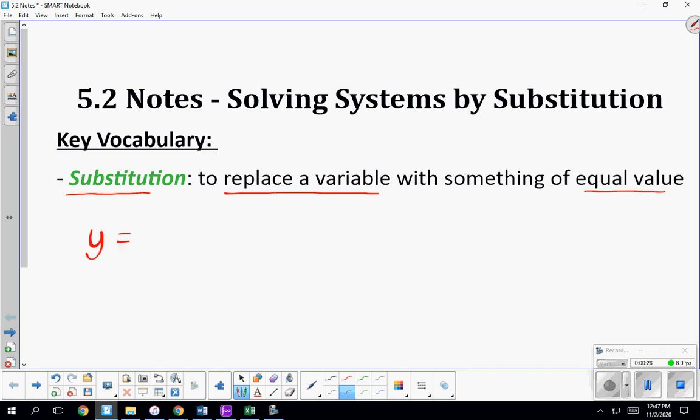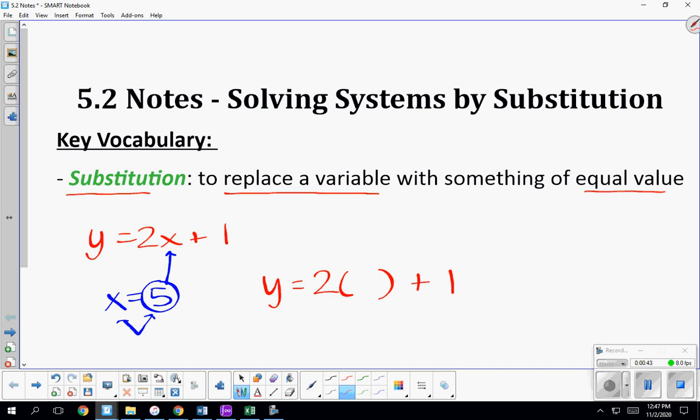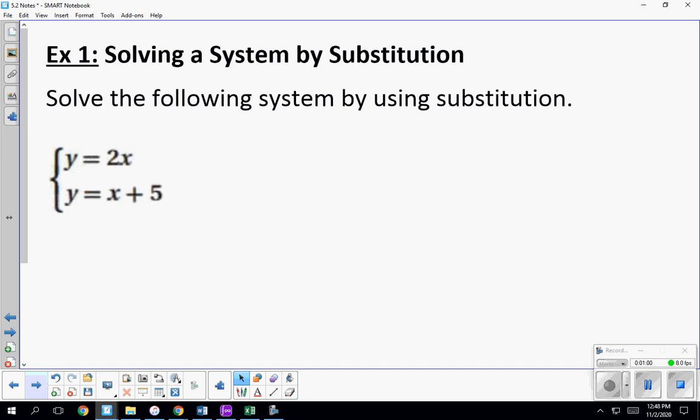And so if we had something like this equation here, we may say, okay, if x equals 5, because these are equivalent, I can replace 5 in this original equation. So instead of y equals 2 times x plus 1, that x gets replaced with a 5. And because they are equivalent now, we can simplify this and figure out the value. Now it's not going to be just a 5. This is going to be equal to some number. So here's our first example.